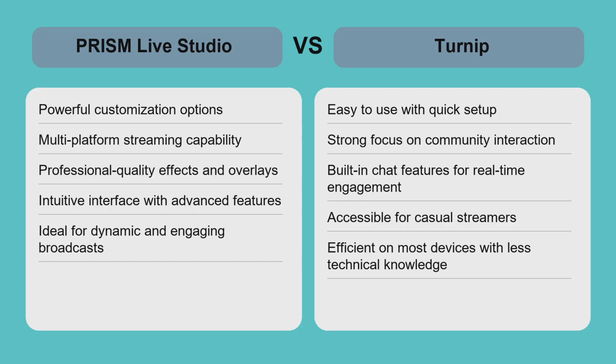On the other hand, Turnip prioritizes simplicity and social interaction, making it great for casual streamers, live chats, and community-driven content. If you want fast setup and easy viewer engagement without complex tools, Turnip fits well. The trade-off is that Turnip lacks PRISM's advanced customization and multi-streaming capabilities. Choosing between them depends on whether you value creative control and production features, or ease of use and social connectivity.